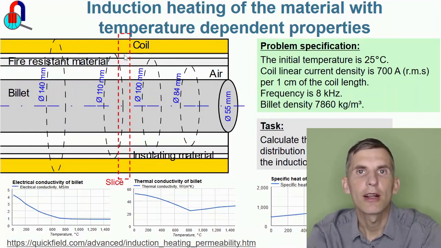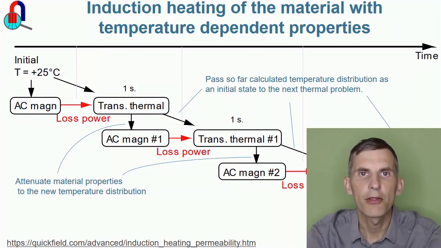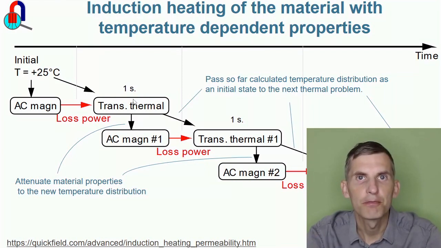During the heating process, the electrical, magnetic, and thermal properties of the billet change. The task is to find the temperature distribution in the billet during the heating process. In QuickField, you simulate the induction heating process by connecting magnetic and thermal problems in a chain of stages. At each stage, QuickField calculates power distribution in the billet using the AC magnetic problem. Then the power distribution is transferred to the transient heat transfer problem, where the temperature rise is calculated over a short period of time, a stage.